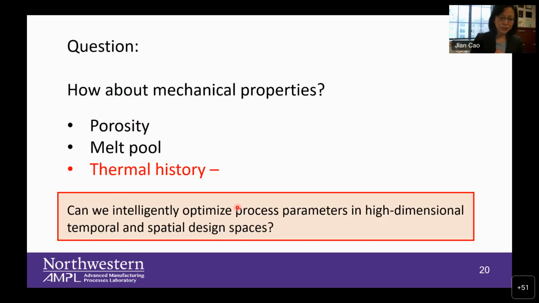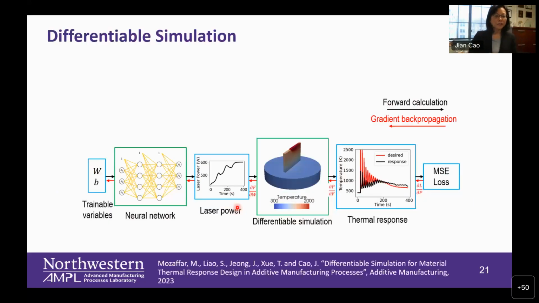So the way we do it, we say, okay, if we want to control thermal history, the location-specific control in the previous approach is not going to be enough. So we use a so-called differentiable simulation. Basically, we rewrite our gamma code using differentiable simulation, which means we use a deep learning library for this particular application.